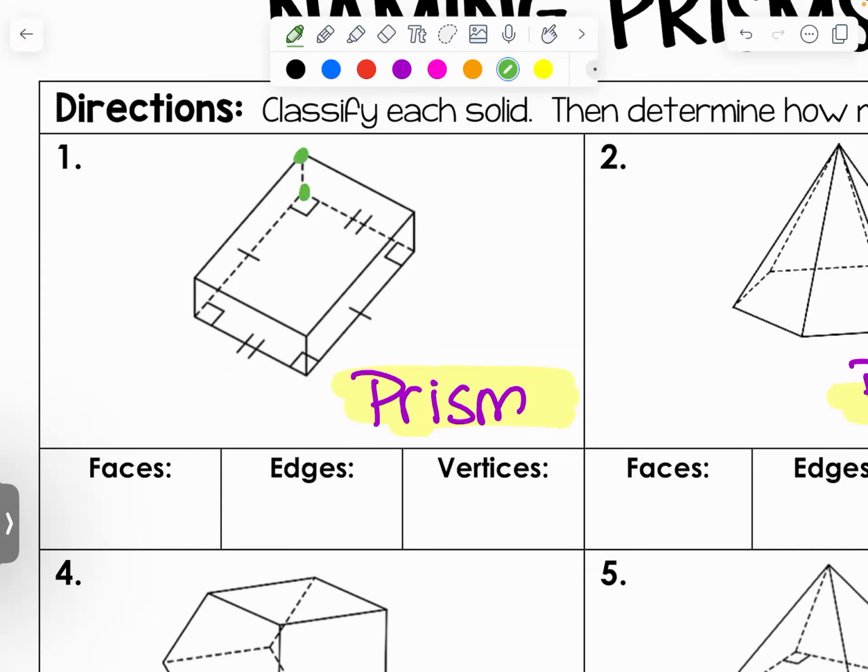1, 2, 3, 4, 5, 6, 7. I have 8 corners. So we have 8 vertices. That makes sense? You have a pencil?